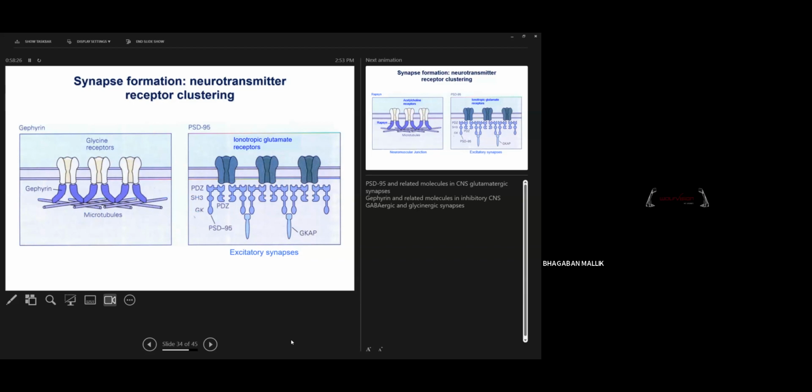And for the clustering of the ionotropic glutamate receptor, the excitatory synapse in the CNS, you require PSD95, or PDZ-containing protein. So I'm going to talk about what a PDZ-containing protein is.